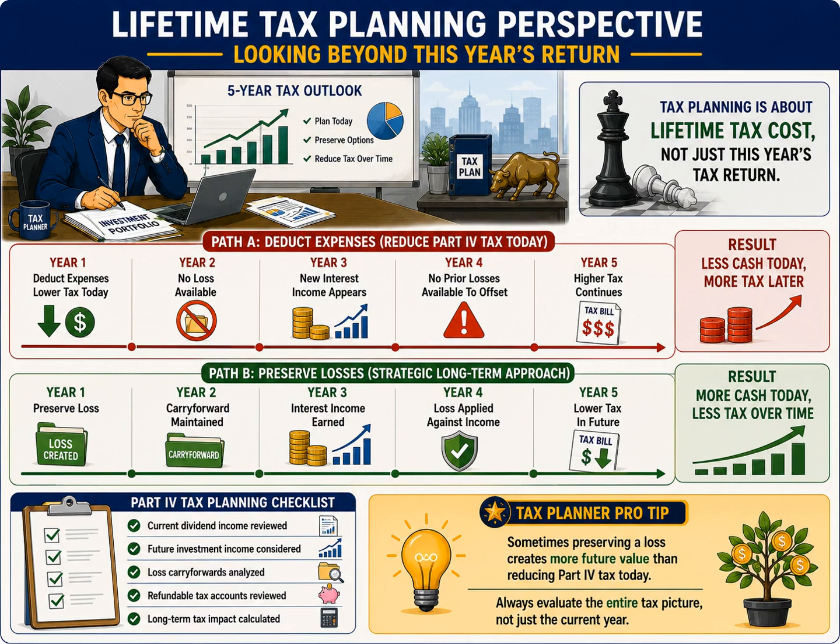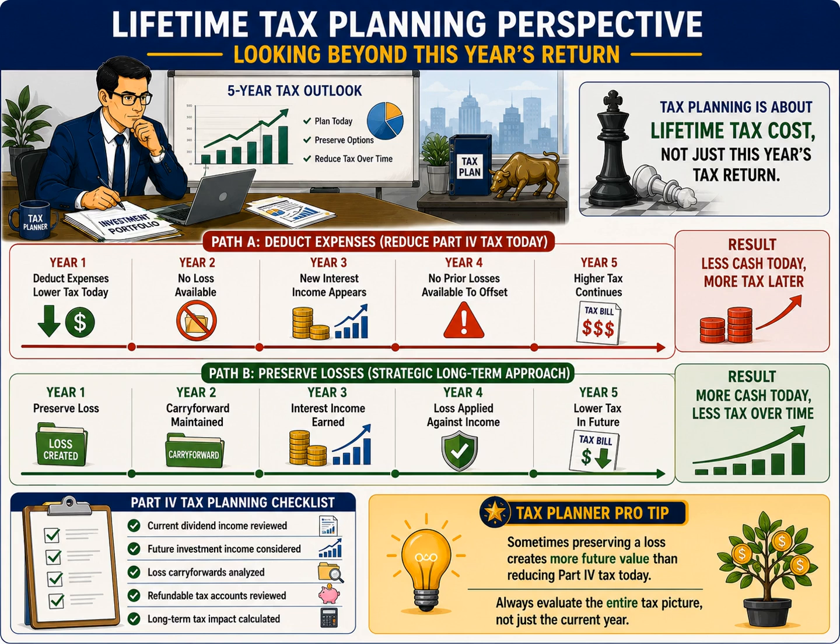The key difference between the two approaches is timing. One strategy focuses on immediate tax savings. The other focuses on maximizing long-term value. Notice the insight box on the right side of the slide. Tax planning is about lifetime tax cost, not just this year's tax return. That single statement captures the entire lesson of this section. Effective tax planning requires us to think several years ahead, much like a chess player planning future moves rather than reacting only to the current position.